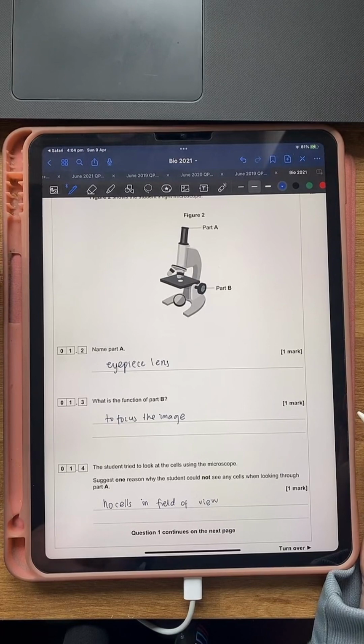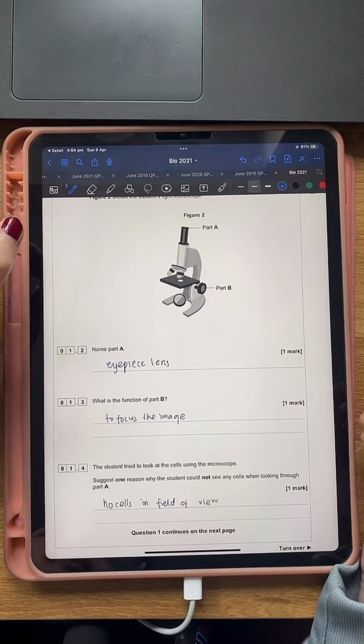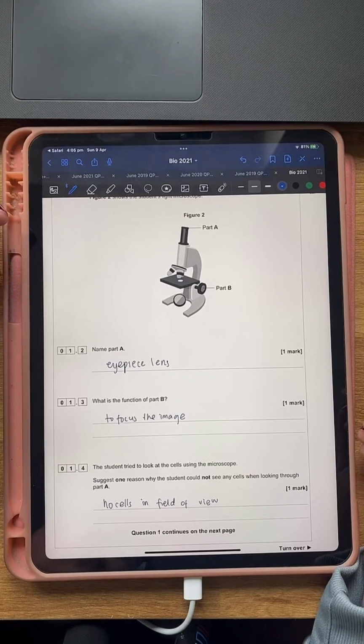When will you be doing A-level bio or chem? I'll be doing both of them tomorrow. Chem will be in the morning at 11 a.m. and then bio will be in the afternoon around 1 p.m.